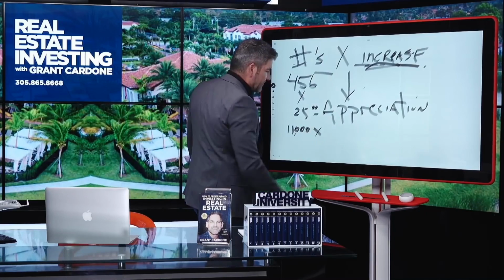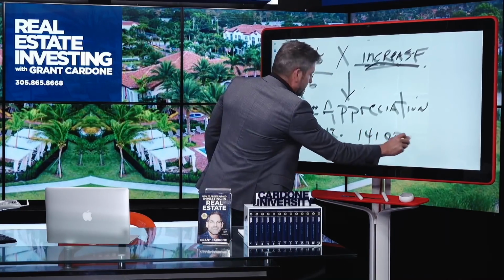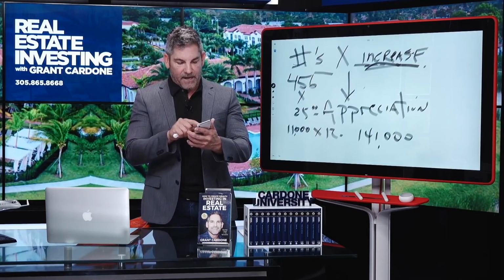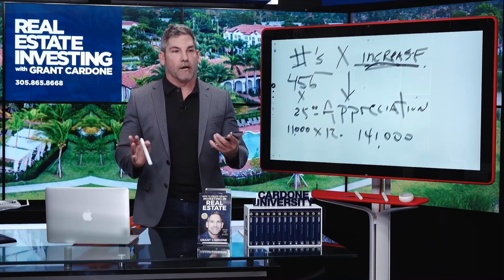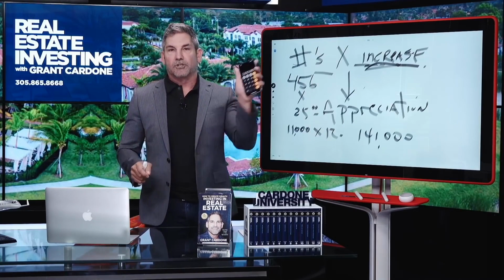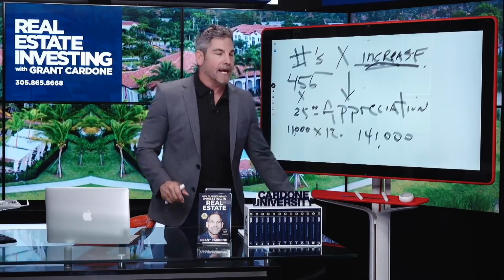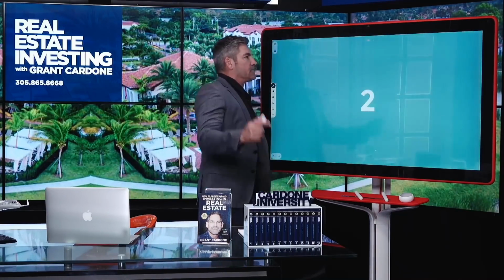Okay, times $25 times 12 is $141,000 a year. Now, $141,000 a year divided by the cap rate, divided by 0.05, you'll never buy a 5 in Austin. That's $2.8 million. I just made $2.8 million on a $25 bump. Let me bring you to one more example, then I'm going to start taking phone calls.